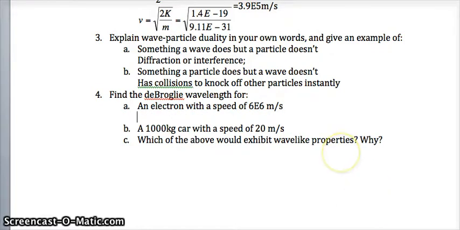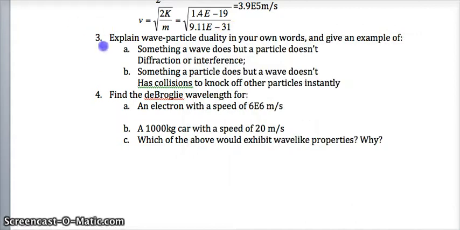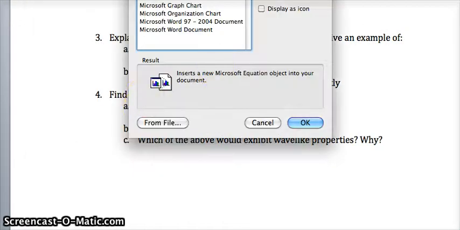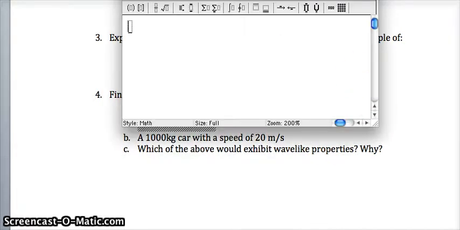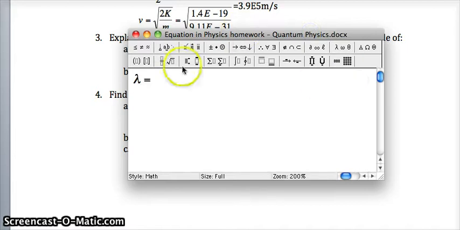Okay, so here I've asked for the de Broglie wavelength for a couple of things. One is an electron and another is a car, and this is always a good one to look at. The equation for the de Broglie wavelength is lambda, which is the wavelength, is equal to h over mv.